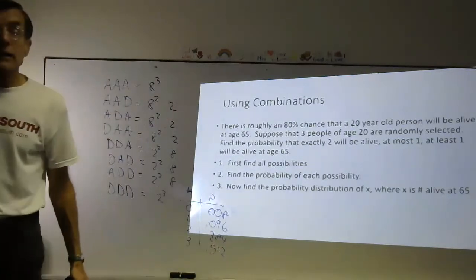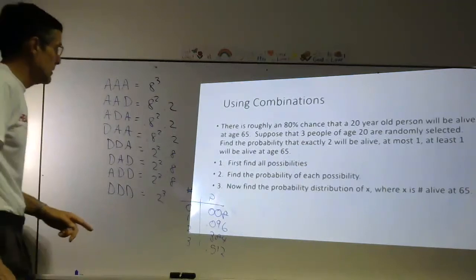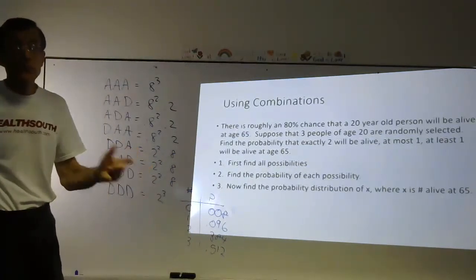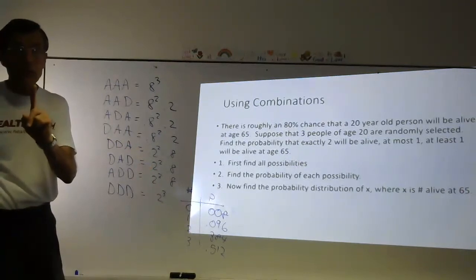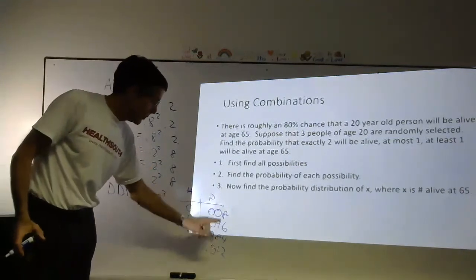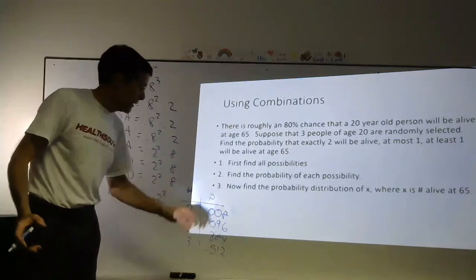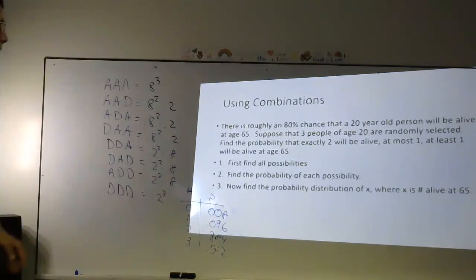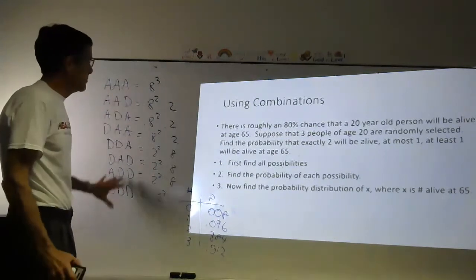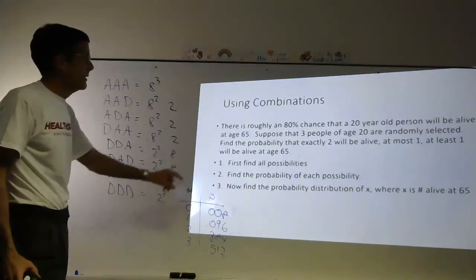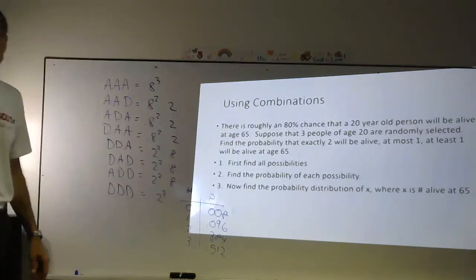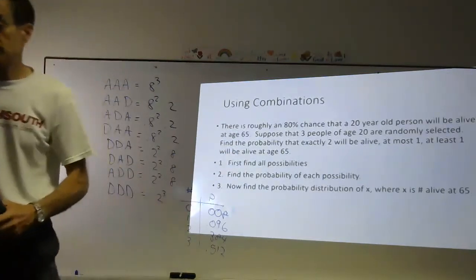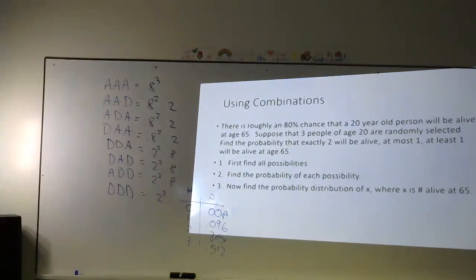One good check to see if you've done this correctly is to add these up. And they should add up to 1 whole or 100%, right? So, bingo. Okay, 1 or 100%. All right. So I first found all the possibilities. I found the probability, and then I found the probability distribution. Okay. Now we still have not answered the questions up here. So let's go to the next screen.